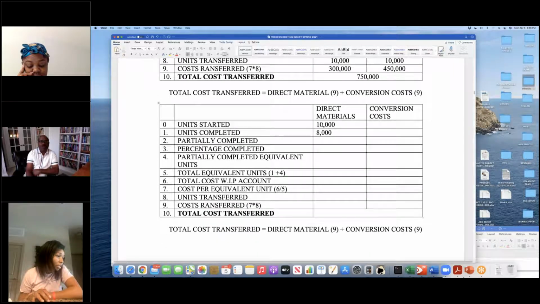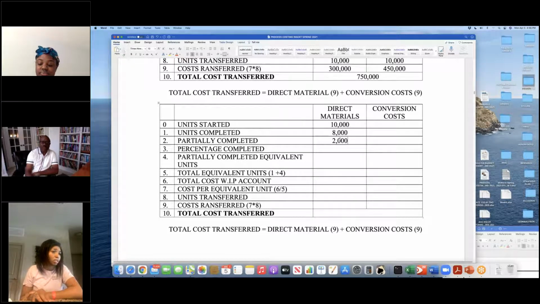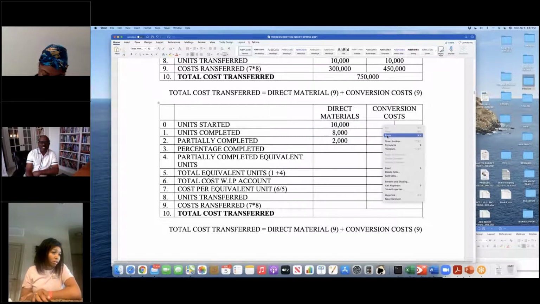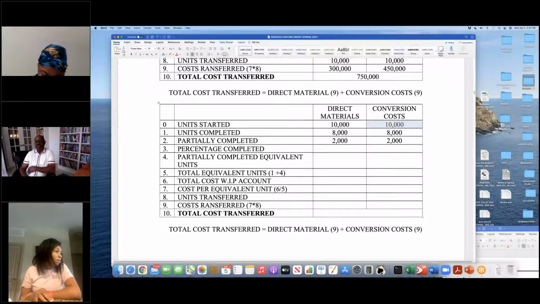Then for partially completed, it's still 2,000. And note that now we can simply copy this material and put it over here, because it stays the same.